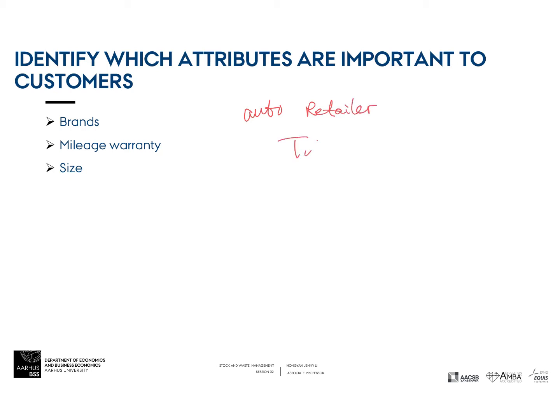For example, T. Hansen, if you're in Denmark, they sell the brands and sell the tires. So now actually is the time to change the car tires, summer tires, winter tires. T. Hansen sells a big assortment of tires, and you can see they have the brands, they have a mileage warranty, and the size.